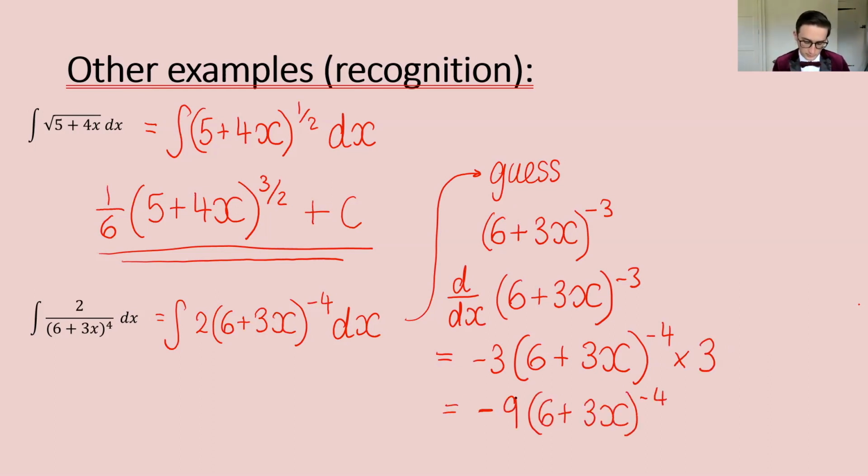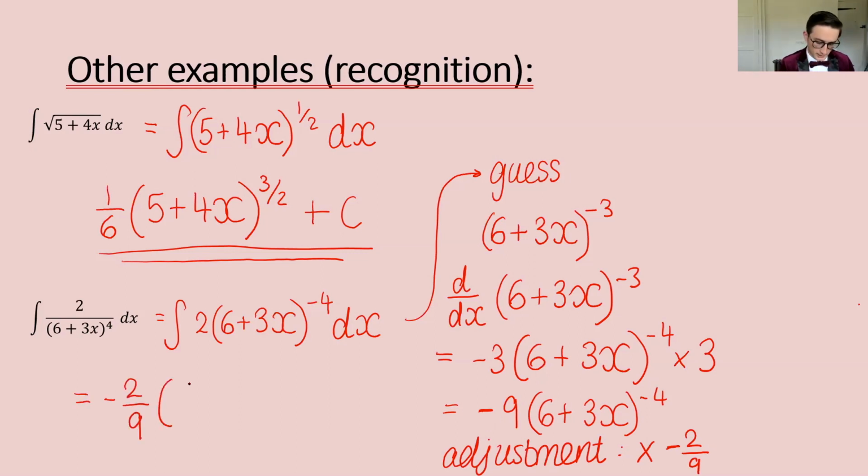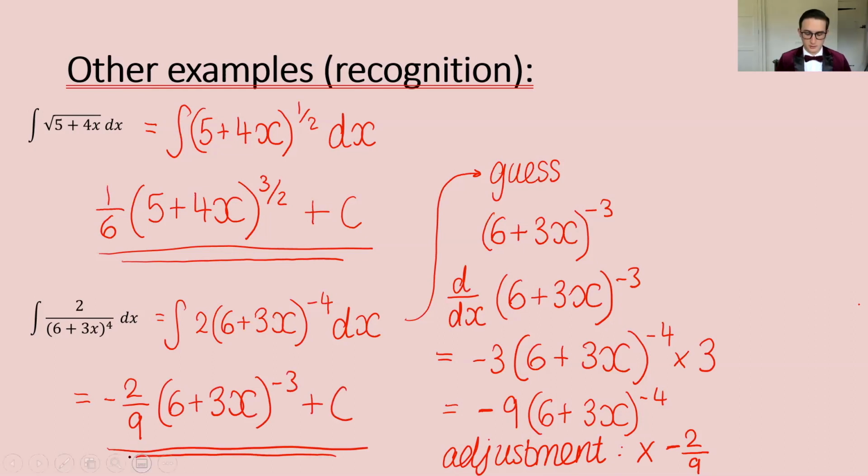Okay, now we're out a little bit. I've got minus 9, but I actually want 2 lots. So the adjustment factor this time is I need to multiply by minus 2 ninths, because minus 2 ninths times minus 9 equals positive 2. So my answer is minus 2 ninths of my guess. There we go. Cool.